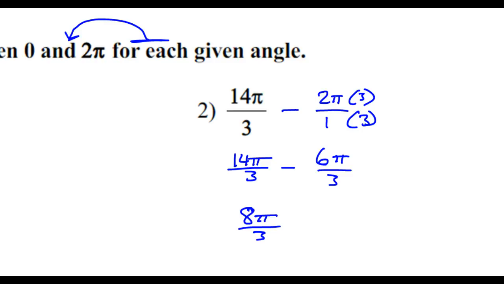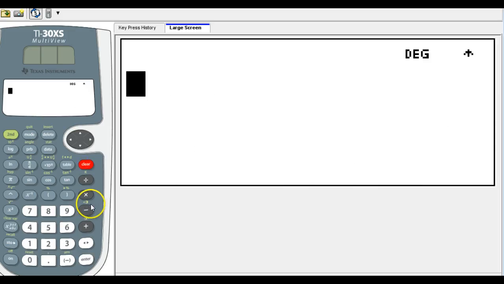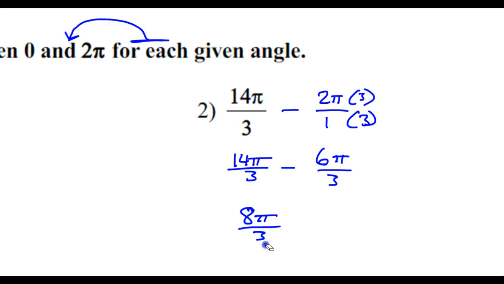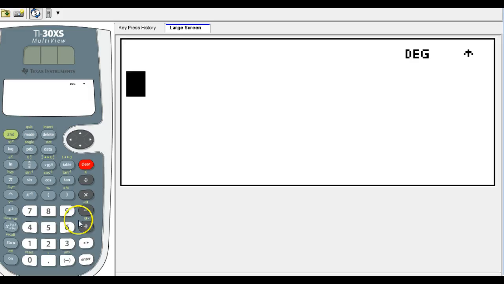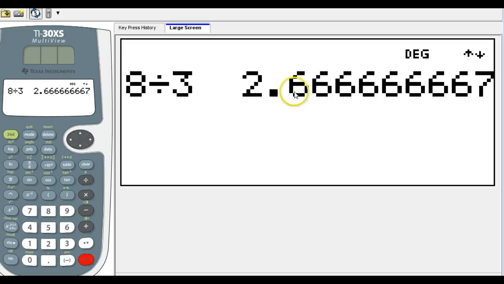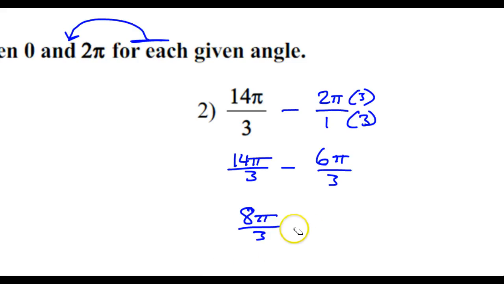If you're not following that, I have one more shot at making you understand. Look at the 8 over 3 part. If I do 8 divided by 3, that's 2.67. 2.67 again is bigger than 2 pi, so it's still too big. So the point is I need to subtract another 2 pi.